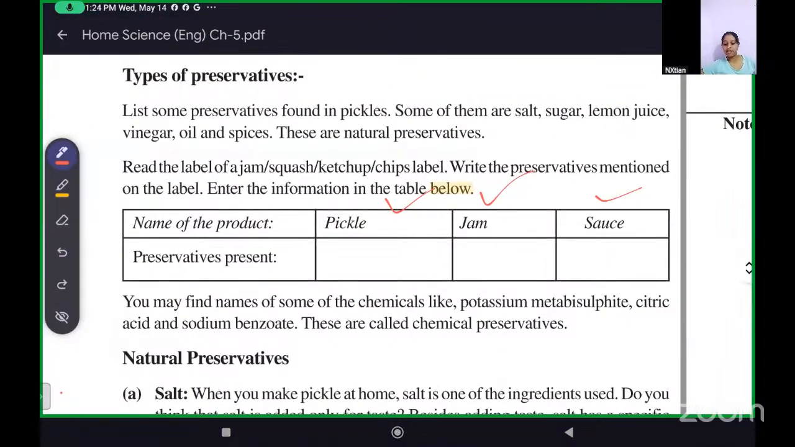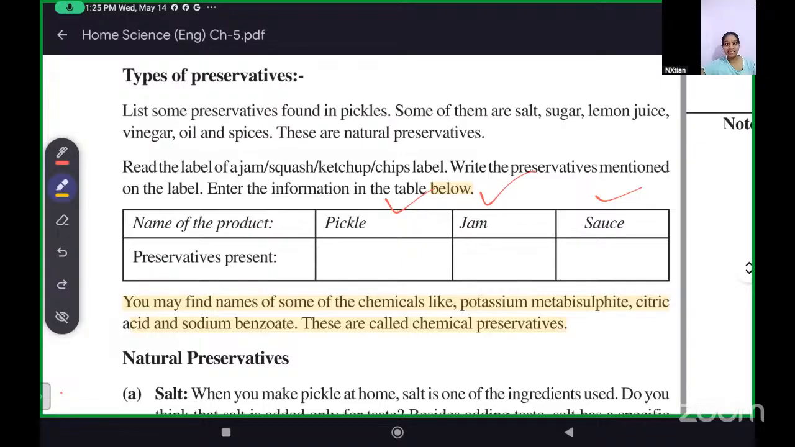Now, some chemicals, when you check the label on the bottles or packets of these things, then you will find some chemicals such as potassium metabisulfate, citric acid, and sodium benzoate. They are chemical preservatives. Usually, most of the store-bought items are preserved using chemical preservatives. They will not get preserved by salt.